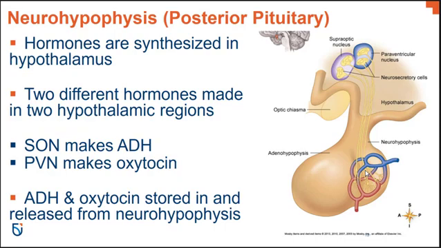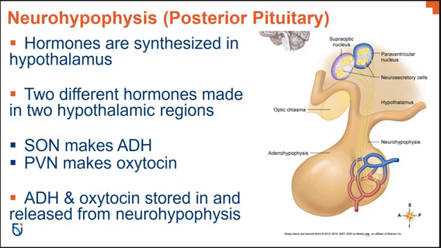Therefore, hormones that are synthesized in the hypothalamus are released directly into the posterior pituitary gland, where they'll be stored and released. So this differentiates itself from the anterior pituitary gland that, as I just mentioned, receives its hormones from the hypothalamus through the hypophyseal portal system, or through the blood. So we have a blood connection to the anterior pituitary gland, whereas we have a neuronal or axonal connection to the posterior pituitary gland.